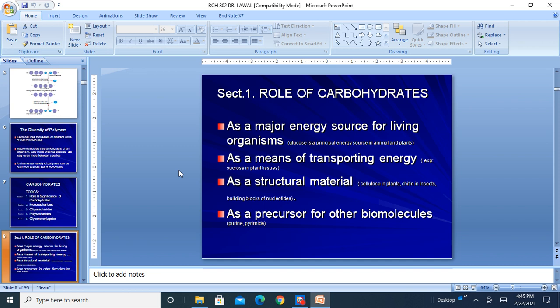The roles of carbohydrates. Carbohydrates are known to be a major energy source for living organisms. They are also a means of transporting energy. They are equally structural materials too. They are found in the cell wall of plants, and in the exoskeleton of arthropods, insects, crabs, and the likes. They are also found as building blocks of nucleotides. So they are precursors for other biomolecules, as we already know. Ribose sugar, for instance, is a monosaccharide that can be used in the synthesis of purine and pyrimidine nucleotides.